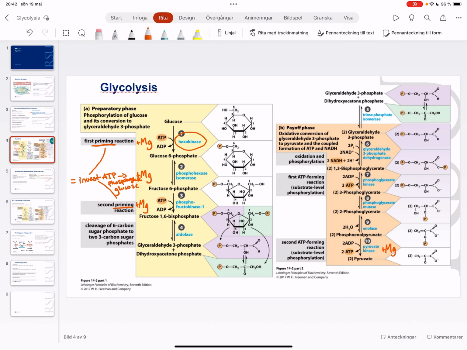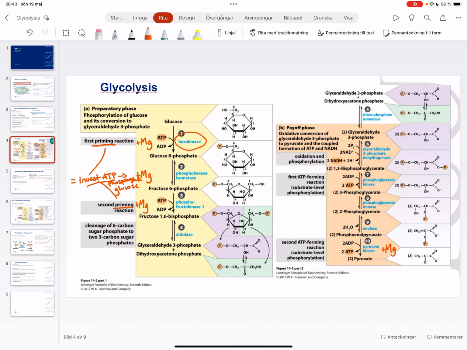It's the first priming reaction, which means that it invests ATP and phosphorylates glucose. We phosphorylate glucose because we don't want glucose to flow out of the cell. When it becomes glucose 6-phosphate, it will not flow out, and this also decreases the concentration of glucose in the cytosol, which leads to a concentration gradient, so more glucose can enter the cell from the blood vessels. So that's step number 1.